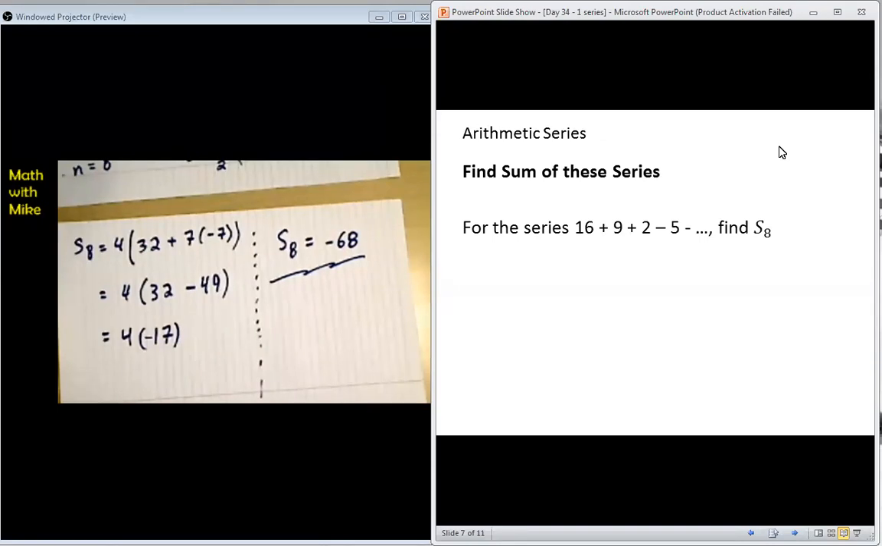Okay. We do have another formula there. I wonder when we're going to use it. Let's see what the next example is showing here. Oh, sure enough. There it is.